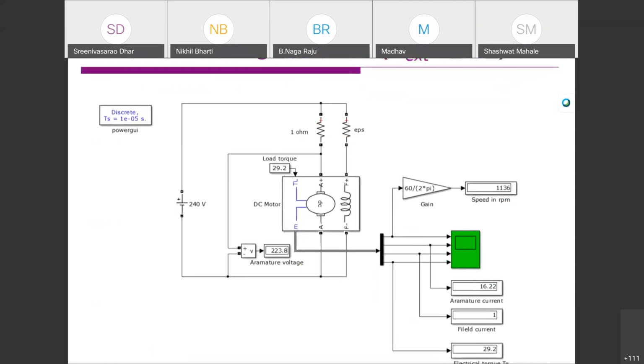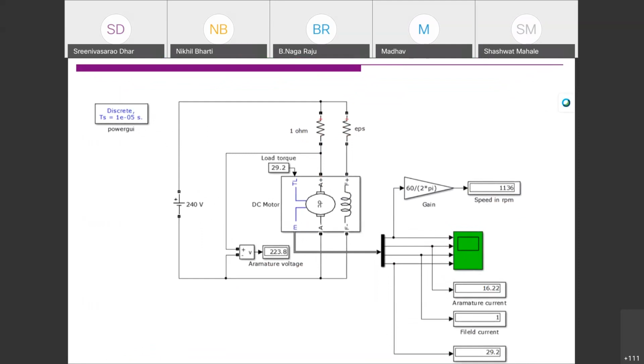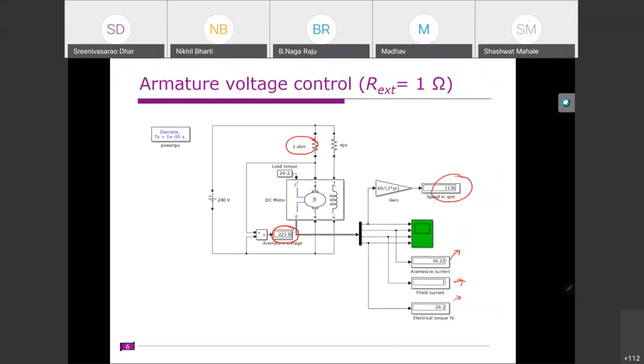The same thing, I just increased the resistance to 1 ohm and the field winding remains the same. Now the voltage is reduced to 223.8, and the speed is reduced to 1136. Again, the armature current remains the same, and the electromagnetic torque also remains the same. The field current stands at 1 ampere, but the speed is reduced to 1136 with the addition of a 1 ohm resistor.